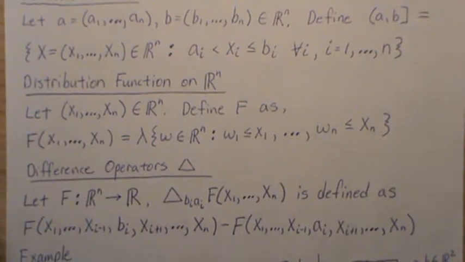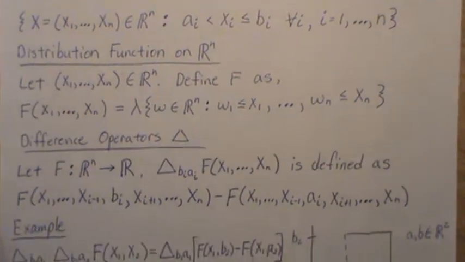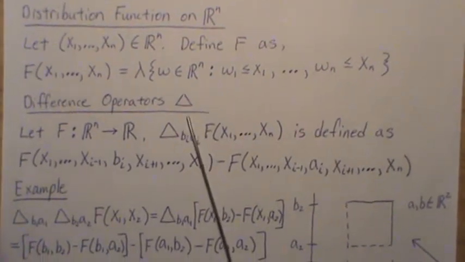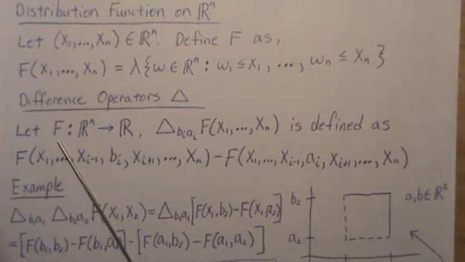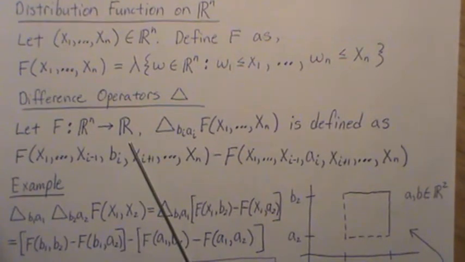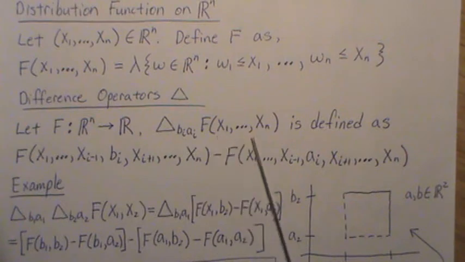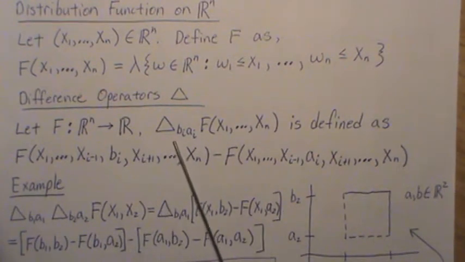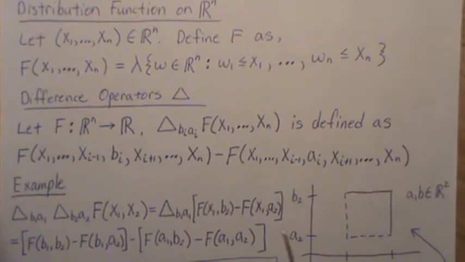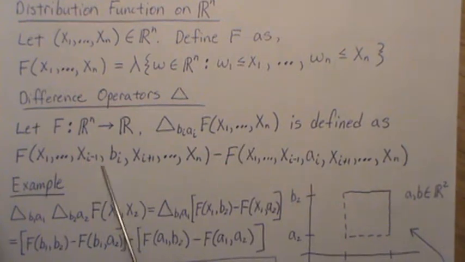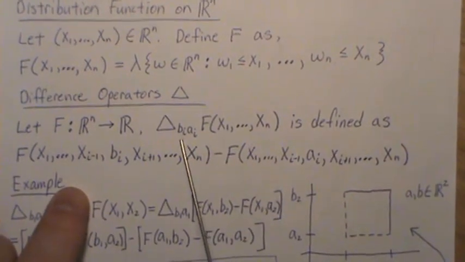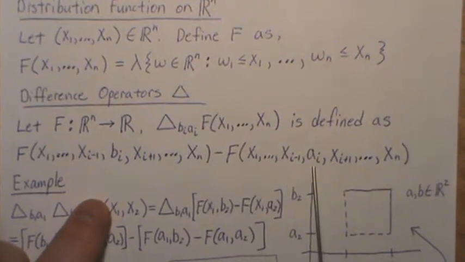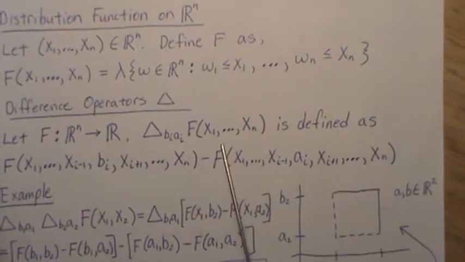Now, whenever we talk about distribution functions and measures in R^n space, it's easiest to bring in the difference operators, delta. It looks like a triangle, but it's a capital delta, which stands for difference. So if we have a function that goes from R^n space to the reals, then we're going to define this difference operator as this. So remember, the input is n variables, right? Outputs are real. But the delta of b_i, a_i only affects the ith component of this function, and it's defined like this. So we take this function and we put in b_i for the ith component, and then we subtract, and then we put in a_i in the ith component. And that's it. This is the difference operator of F.